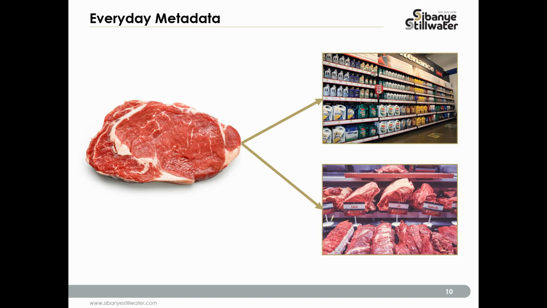What's more, you'll probably walk to the fridge section and you'll look for a sign that says beef. And under the sign that says beef, you'll go through the shelves and you'll see one shelf is dedicated to mince, another shelf is dedicated to roasts, and another shelf is dedicated to steaks.